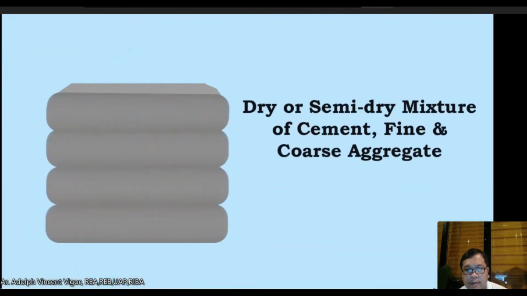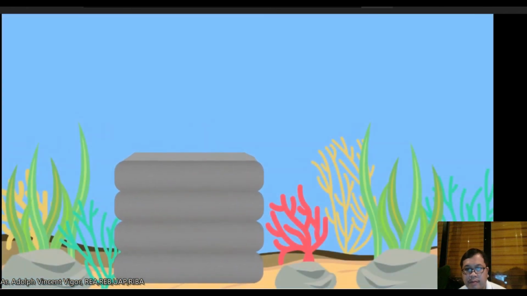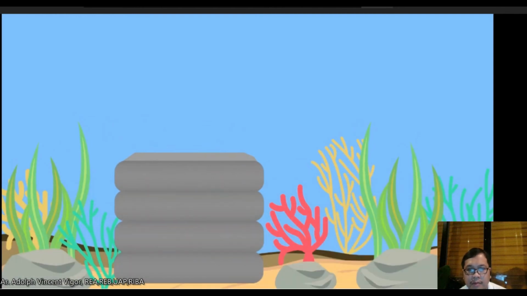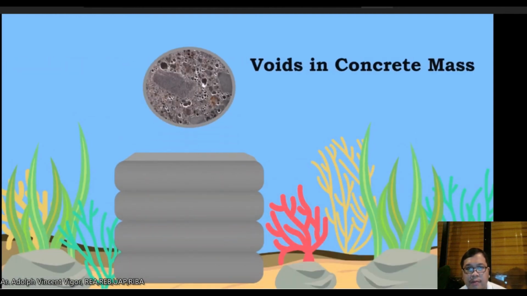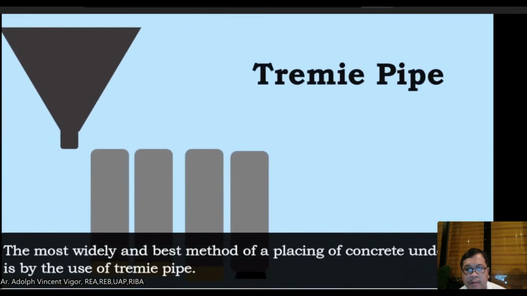In some cases, a dry or semi-dry mixture of cement, fine and coarse aggregate is filled in cement bags and deposited on the bed below the water. This method does not provide satisfactory results, as the concrete mass will be full of voids interspersed in the gunny bags. The most widely used and best method of placing concrete underwater is by the use of tremie pipe.